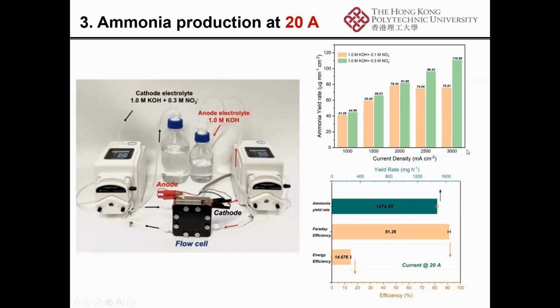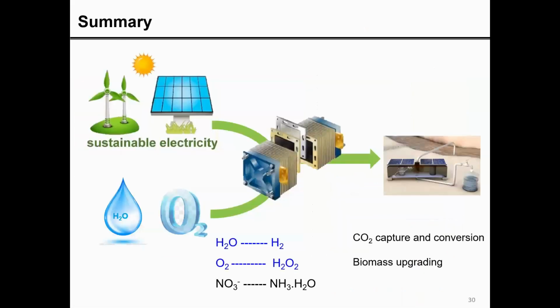In this one, we go to 3,000 milliamp per centimeter square, and we can also have a high selectivity. And by using such a device, we can go to 20 amp. So the current is over the requirement of the industry, and we can also have a high theoretical efficiency for ammonium production.